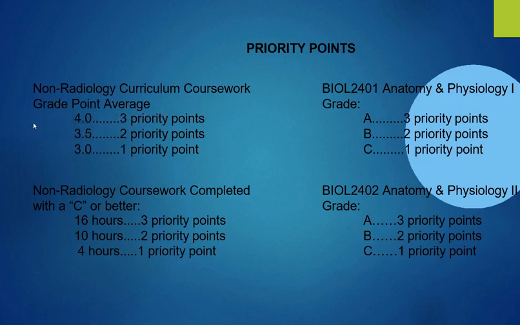A 3.5, it's 2 points. A 3.0, it's 1 point. And then how much of those 6 classes have you taken? If you've only taken 4 hours, it's 1 point, 10 hours, 2 points, 16 hours, 3 points. So the more classes you take, the better, priority points wise. So total you can get for priority points is 12.